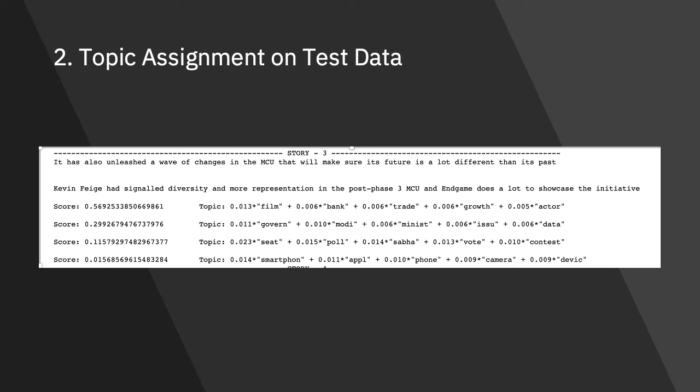Second is topic assignment. Here is an example from the test data showing how it assigned the scores for each topic. As we can see, the text present in the document is related to business, so it eventually assigned a higher score for topic 0, which was business, and these are the scores for each of the words which it found inside the document.